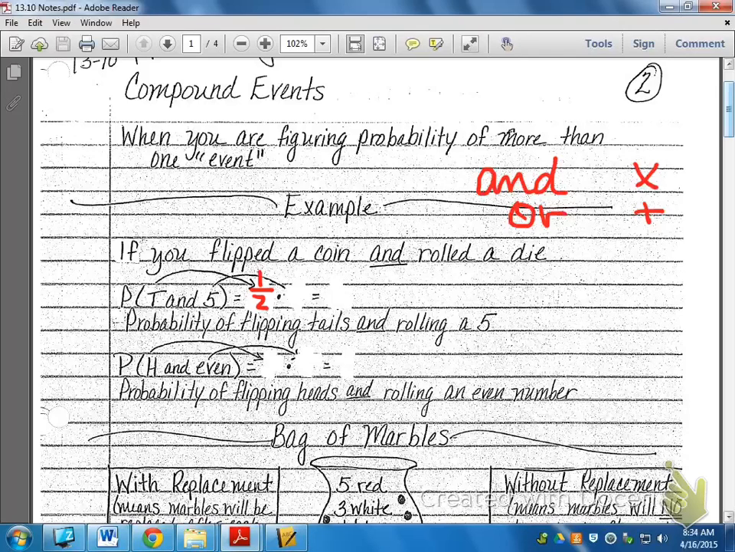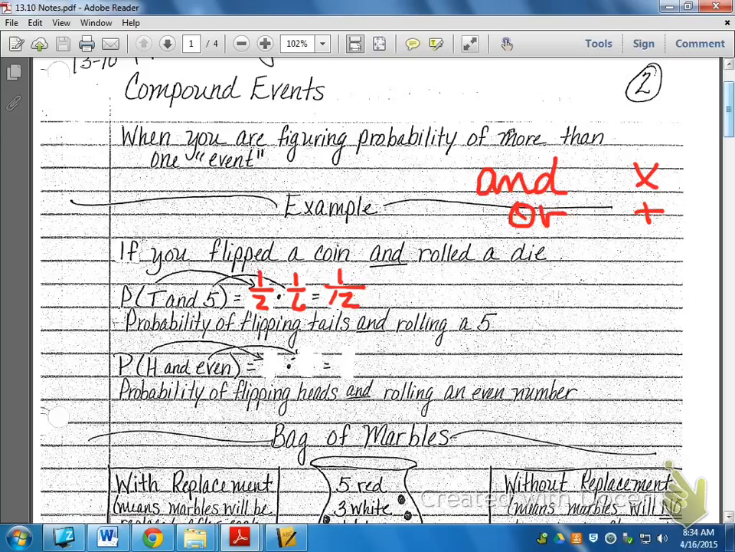But we're rolling a die now. And we want the probability of rolling a 5. How many 5s are on that die? One. And how many sides on the die? 6. So now that I've got both probabilities there, I need to multiply straight across. There's nothing I can cancel out. So 1 times 1 is 1. 2 times 6 is 12. So the probability of flipping tails and rolling a 5 is 1/12.